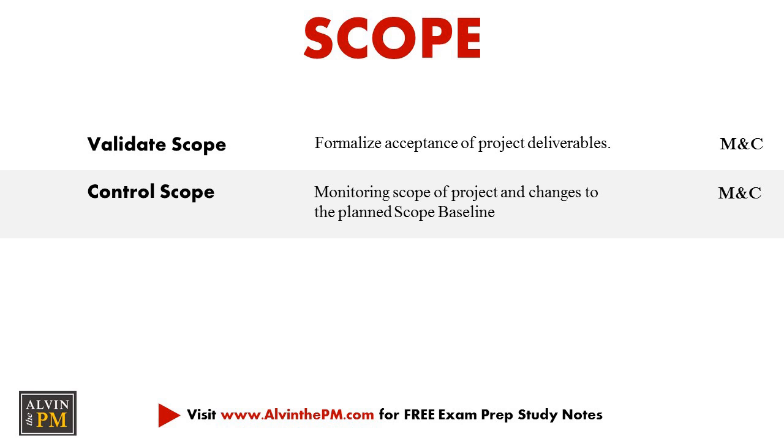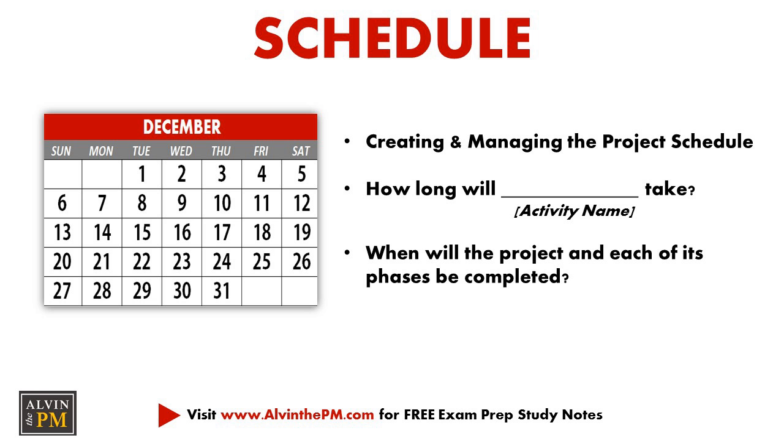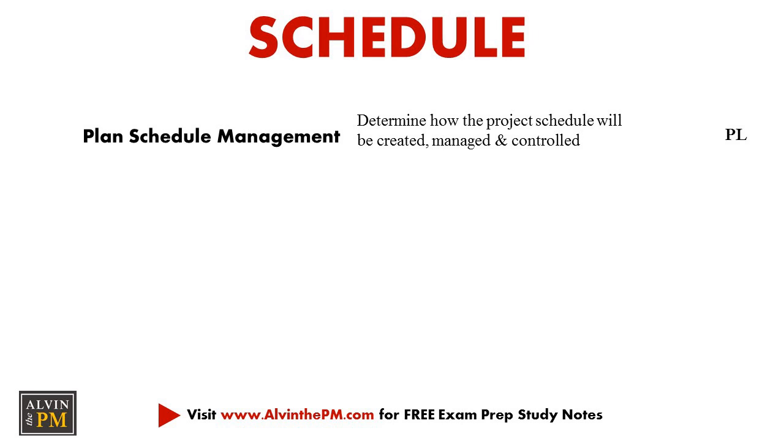So let's move on to the next knowledge area of schedule management. Here, we're managing the time-related activities of our project schedule and figuring out how long it takes to complete each activity that's outlined from our work breakdown structure, and also when we estimate for the entire project to be completed. So with the first process of plan schedule management, we're establishing the strategy, the approach for how we'll plan, create, and manage our project schedule.